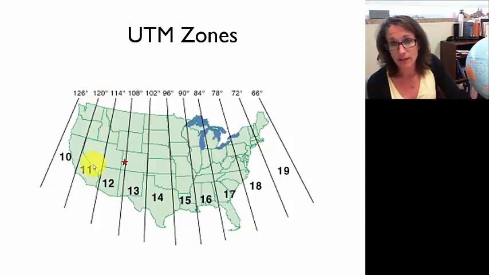So for us it's about 700,000 meters or 700 kilometers, whereas our northing is 4,300,000 meters, which is 4,300 kilometers. So our northing is going to be a bigger number than our easting.